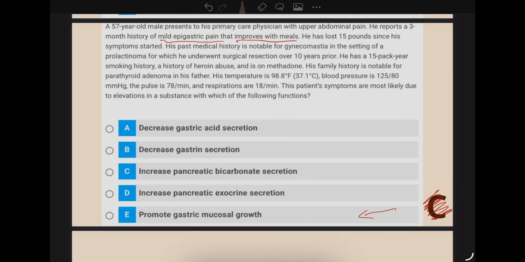So the patient's symptoms are most likely due to elevation in a substance with which of the following functions? What does gastrin do out of these things? Promote gastric mucosal growth. We have talked about this. Sorry, I will be editing that in the file.